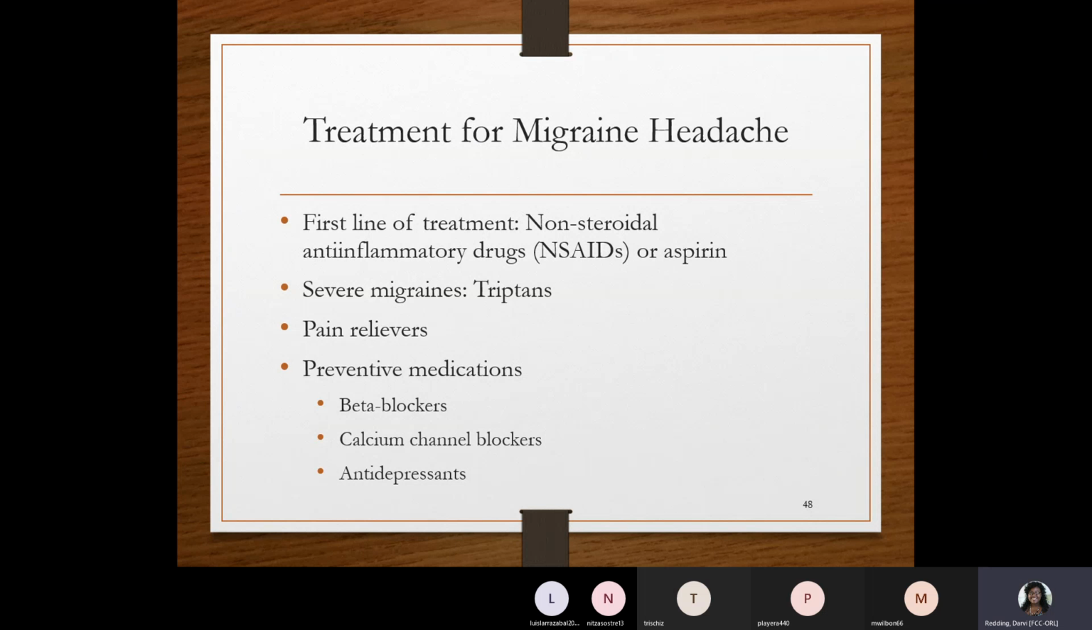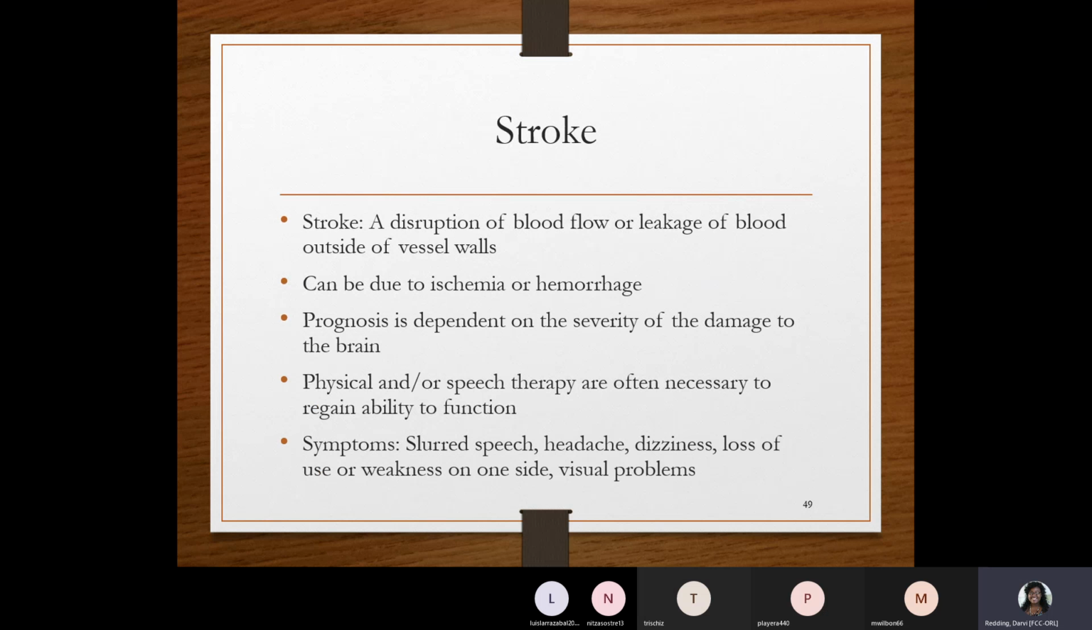A person might take pain relievers, and then a person could also take preventative medications such as a beta blocker, a calcium channel blocker, or an antidepressant. So some other medications for migraines, an example would be Relpax, which its generic is eletriptan, as an example.